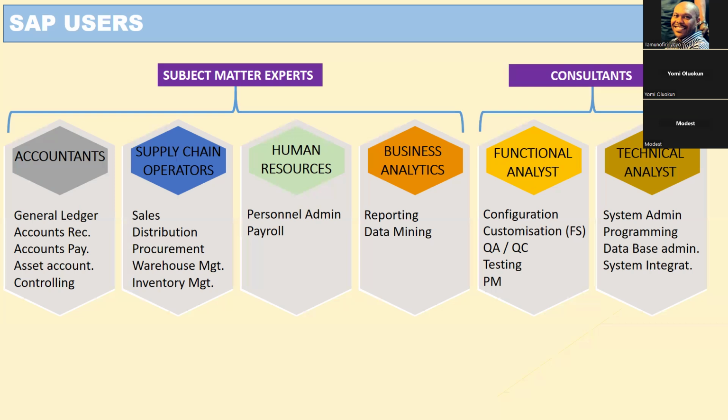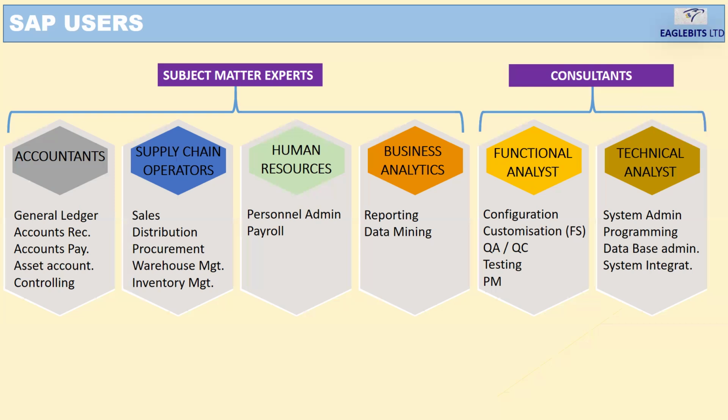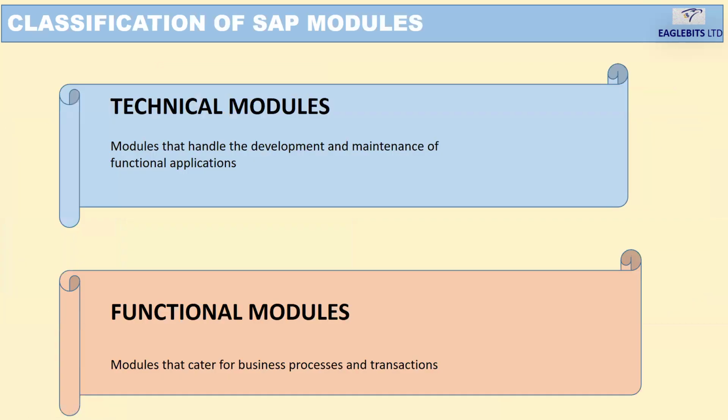Okay, so the next thing we'll be looking at is the classification of SAP modules. SAP modules are classified into two. If you recall, when I was talking about the consultants, I talked about the functional consultants and also the technical consultants. In this particular case, it's the same thing. The SAP modules are divided into two: we have the technical modules and we have the functional modules.